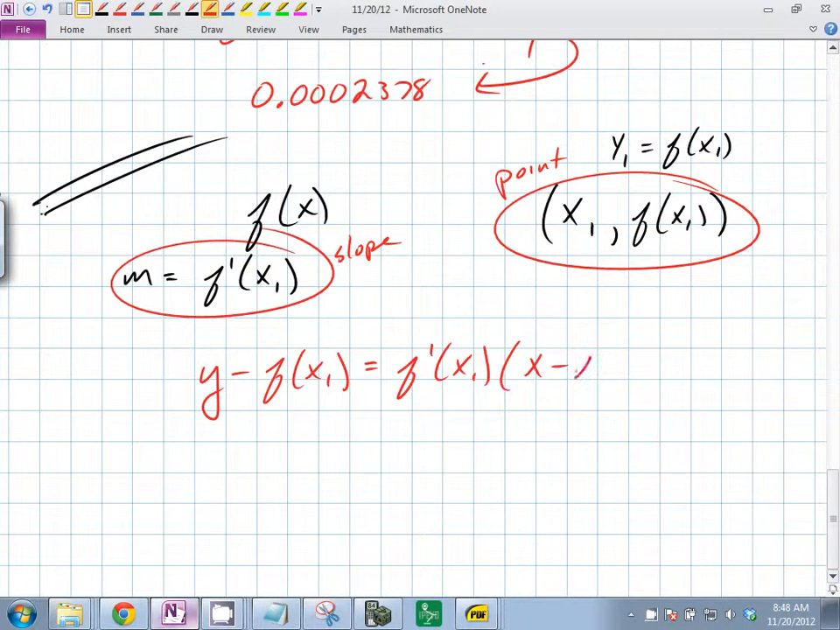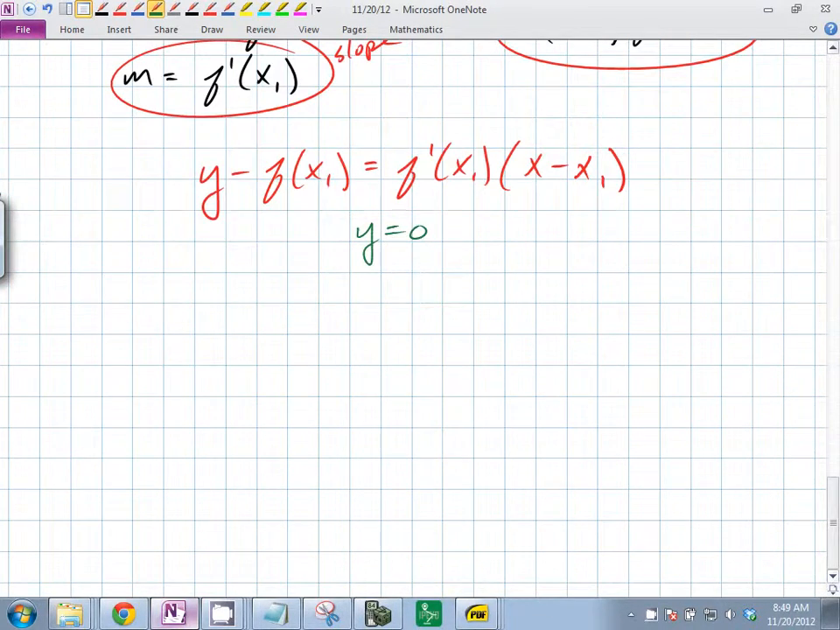So now, if we want to find x2, what do we plug in for y? 0. We want y to be equal to 0. This is the exact same thing we did before, but we're generalizing it. So if we do that, what do we end up with?